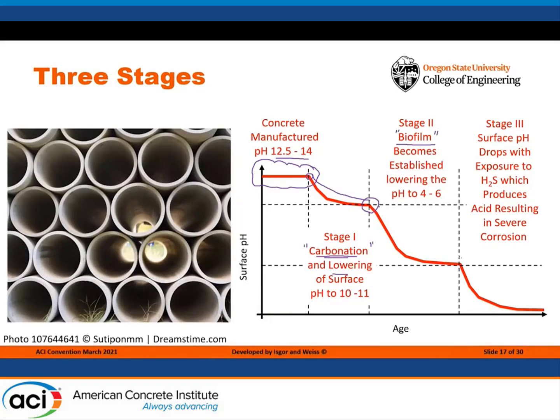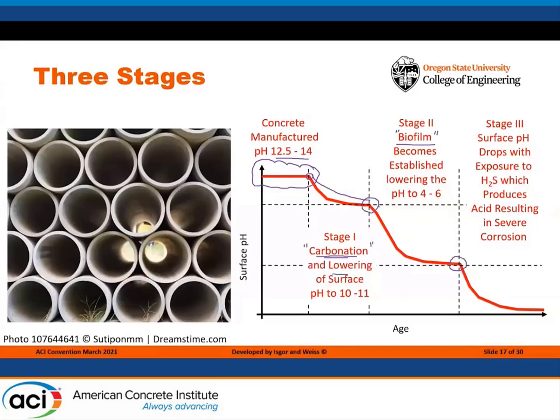The pH drops from about 10 down to a pH of about 4 to 6. The degradation itself is particularly slow in this region, but this region is really where the bacteria starts to attach and starts that overall progression toward more substantial deterioration.